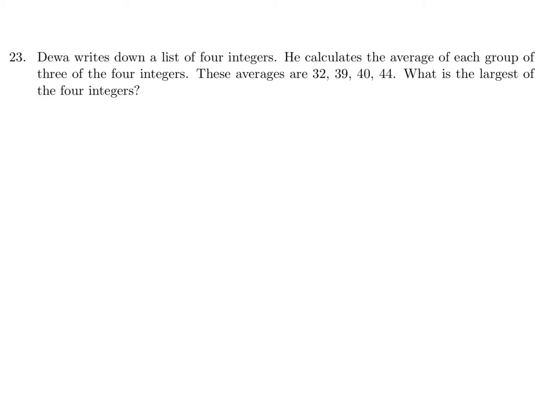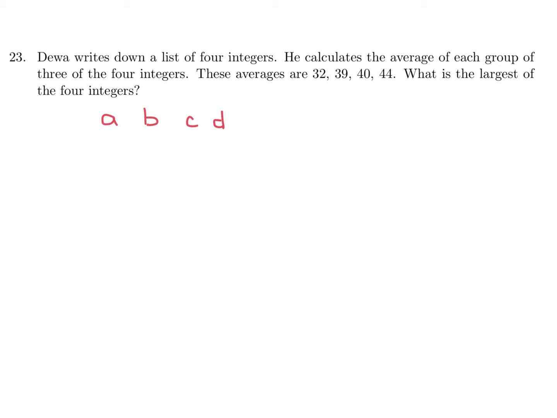Diwa writes down a list of 4 integers. He calculates the average of each group of 3 of the 4 integers. These averages are 32, 39, 40, and 44. What is the largest of the 4 integers? Okay, so let's say those integers are a, b, c, and d.